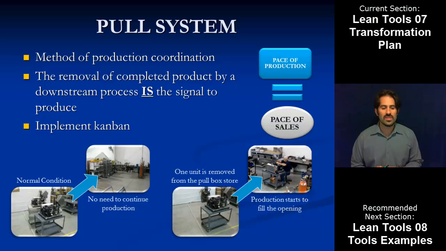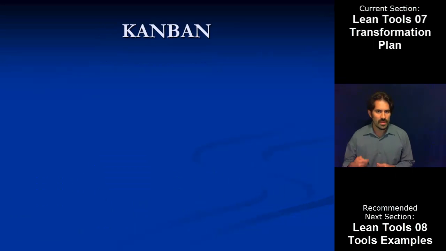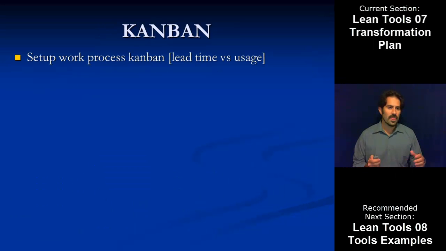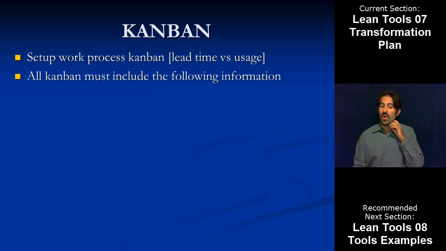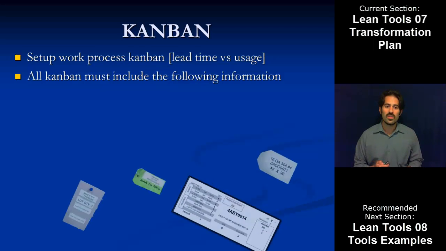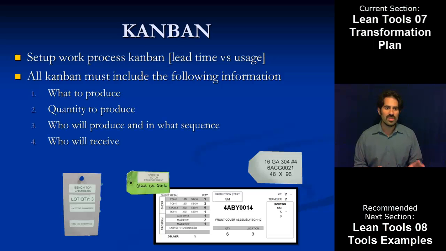And then the last step that goes along to putting in a pull system is developing and implementing KANBAN as the method of controlling your inventory and your production authorizations. And so looking at KANBAN, the first thing we want to do is we want to set up the work process KANBAN. So that uses lead time and parts usage to come up with the quantities. And then we want to make sure that all the KANBAN that we create includes kind of these following points. And there's really just 4 of them. And the key things that every KANBAN has to include is at least what to produce, the quantity to produce it, who's going to produce it and what that production sequence is, and then who receives it.